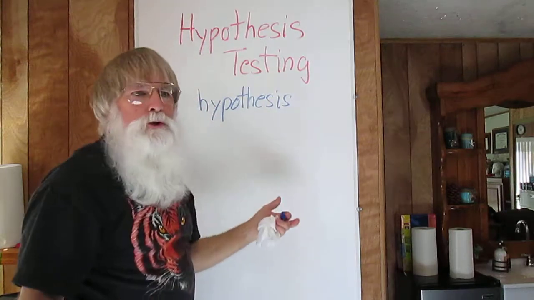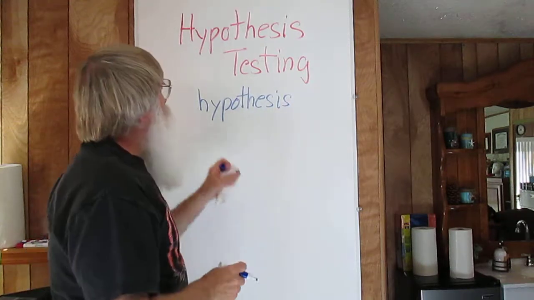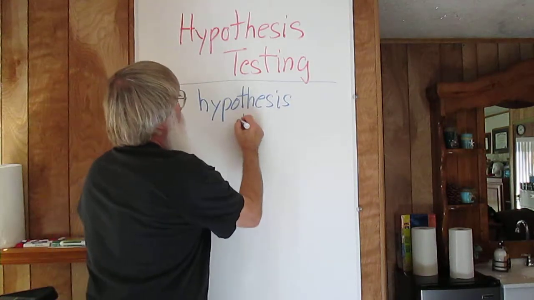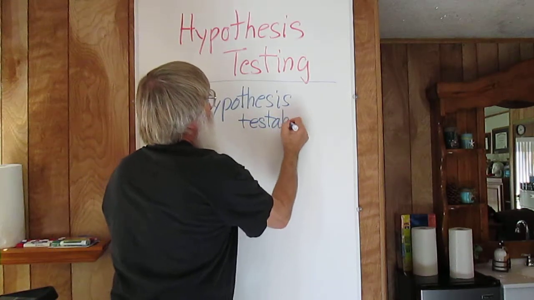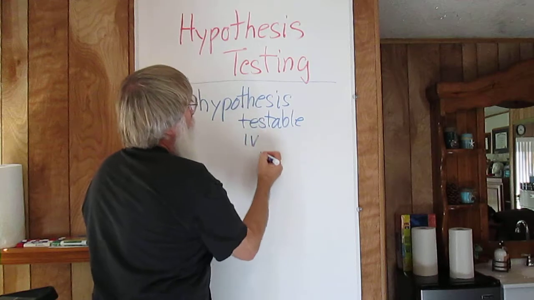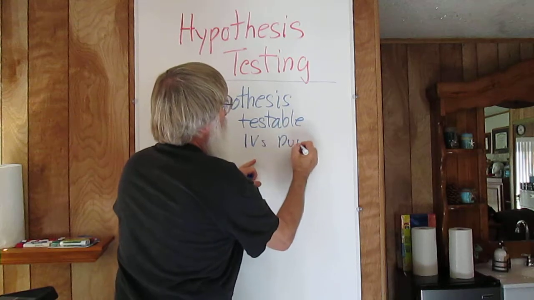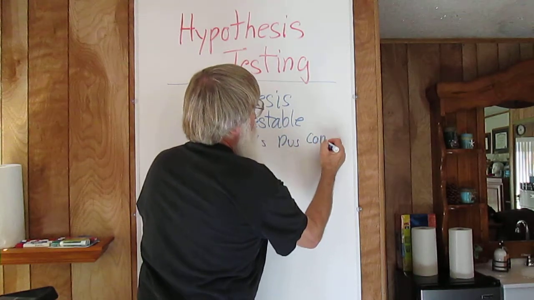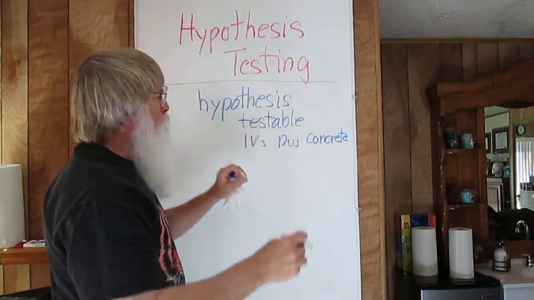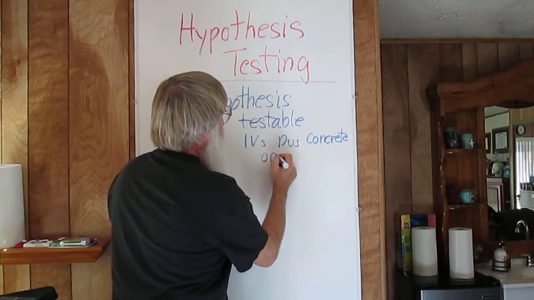This hypothesis usually is stated in general terms at the start of an investigation. In order to do hypothesis testing, the hypothesis has to be testable. In order to make a hypothesis testable, you have to have independent variables and dependent variables that are concretized. Concretized or concrete independent variables and dependent variables are variables for which you have an operational definition.